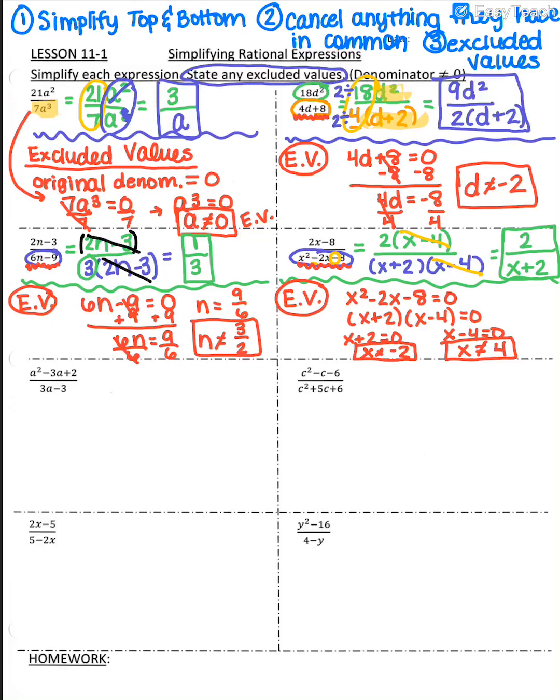So when you type that into Math Excel or something, you'd probably have something that looks like this, and you could just separate them with commas. All right, so those are your excluded values. And your answer is what we have in the green box.